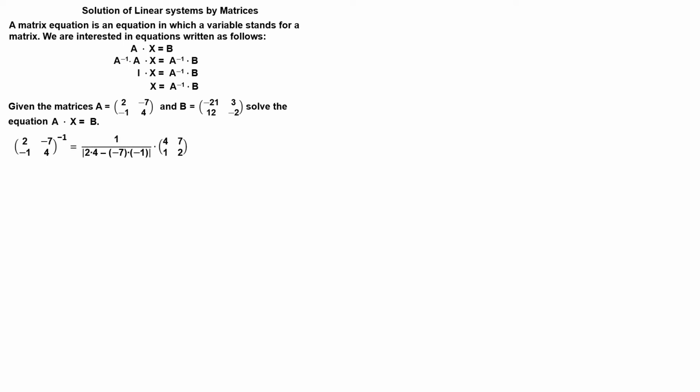Let's see how it works. Given the matrices A and B, solve the equation. We need to calculate the inverse of matrix A. To get the matrix X, we multiply the inverse of A by matrix B. The elements of matrix X are the solution to the given matrix equation.